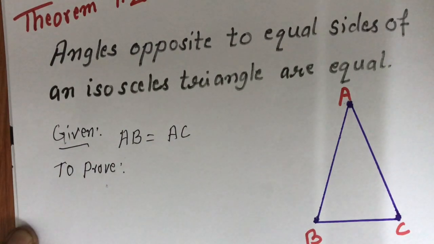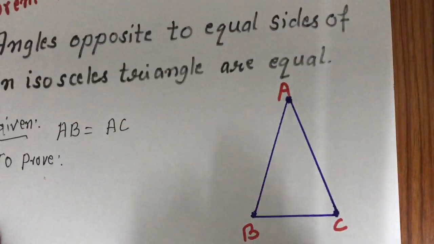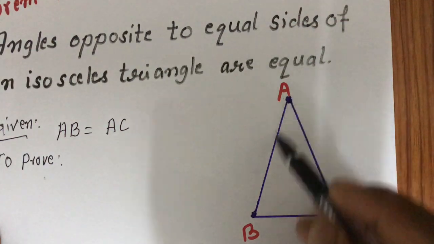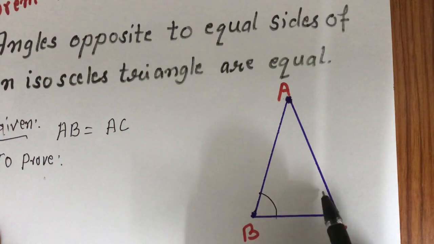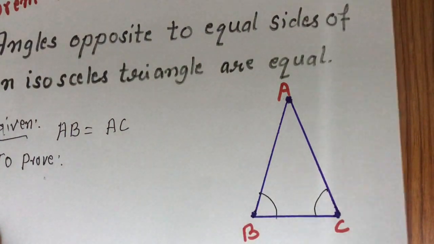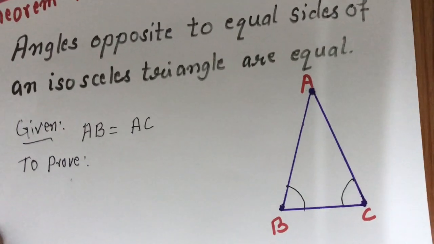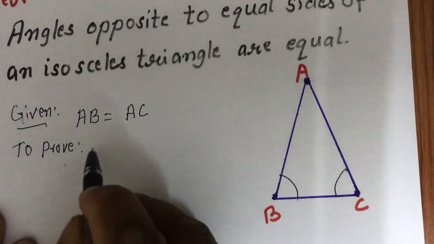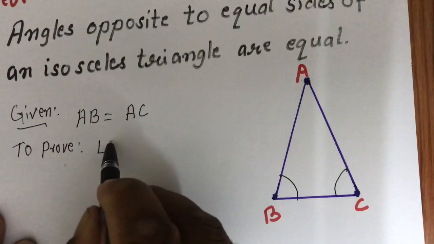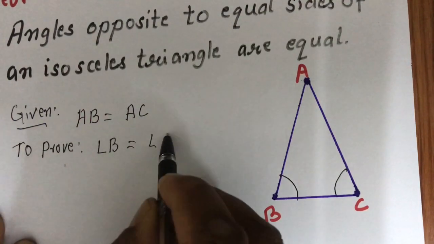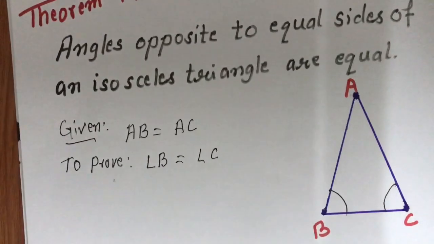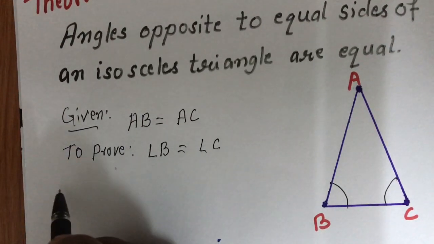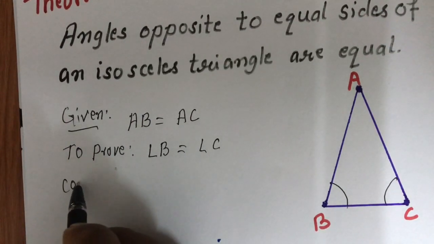What we have to prove? Angles opposite to equal sides. AB and AC are equal. Their opposite angles are angle B and angle C. They are also called base angles of a triangle. So we have to prove that angle B is equal to angle C. Understand? Now, before starting the proof, we shall do a construction.